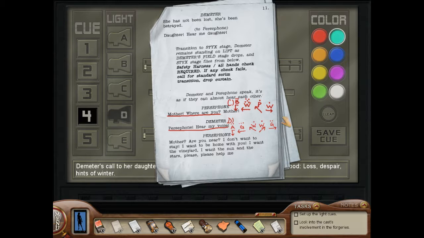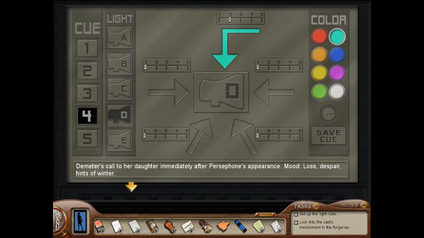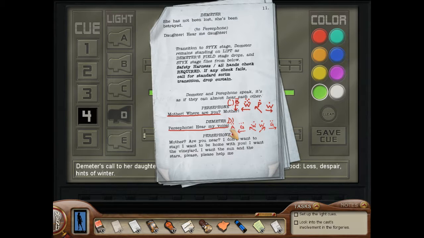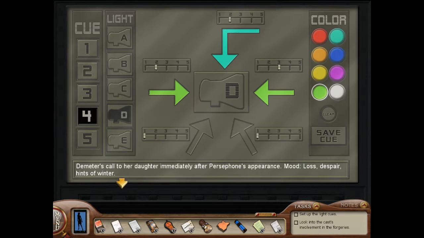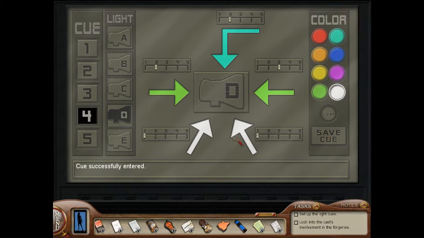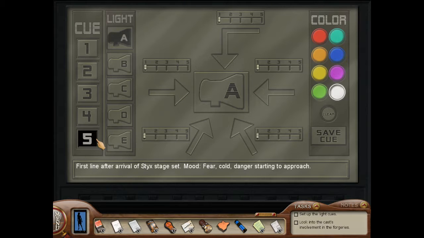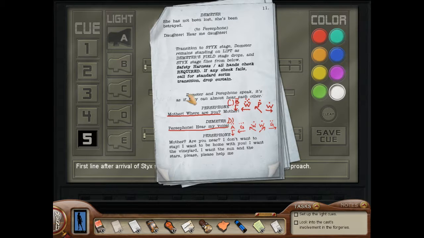Oh no, I was looking at the Persephone one. Green is left and right. So left 3, right 2. Left 3, right 2. And then white down and up 1 each. Okay. This is the last one, which leaves us only with Persephone.